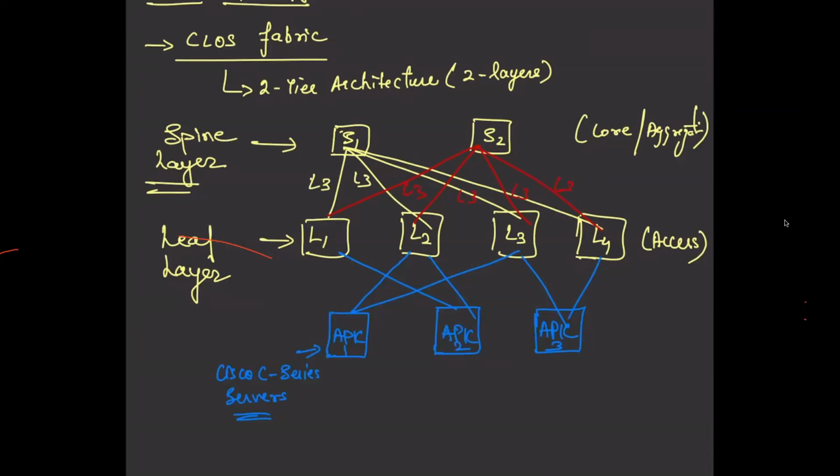all these links are L3 links. So L3 links means there is no L2 link. If there is no L2 link, that means there is no STP. And if there is no STP, there are no blocked links. So this is what they are serving as equal cost multi-pathing.